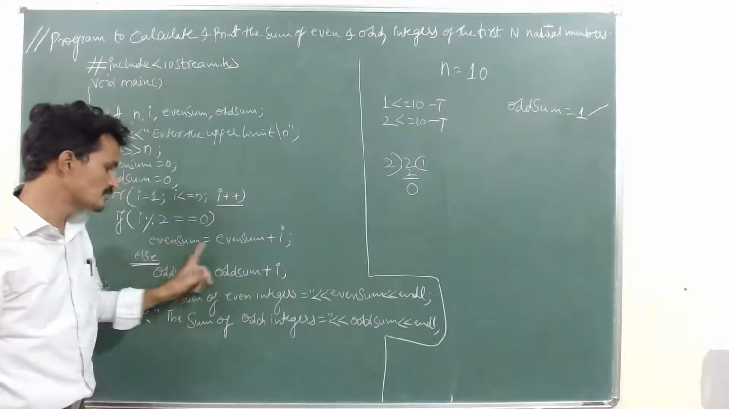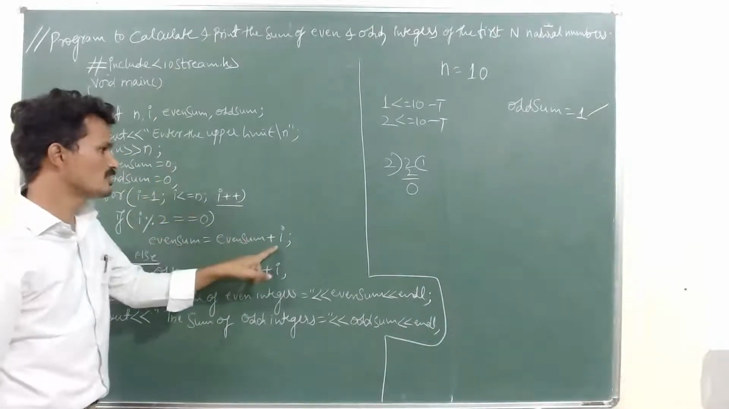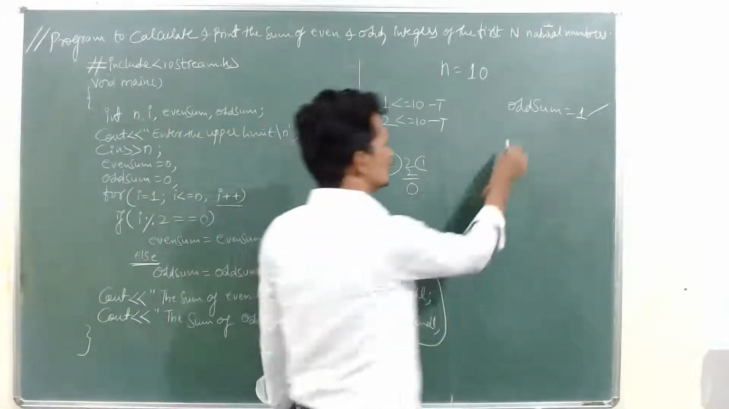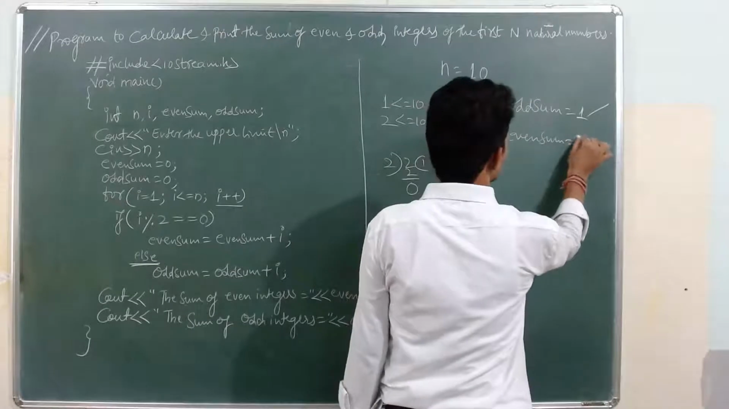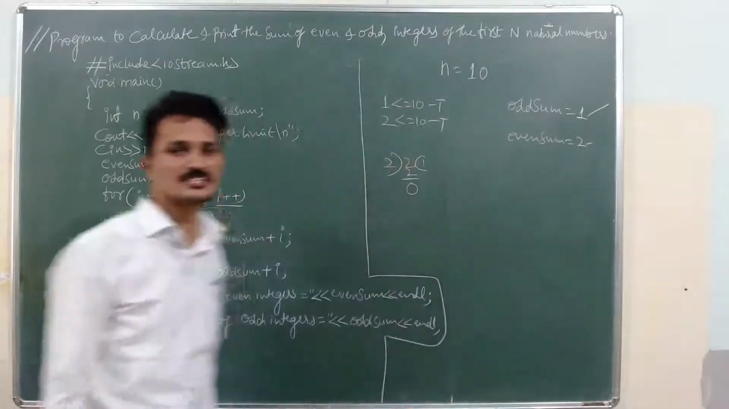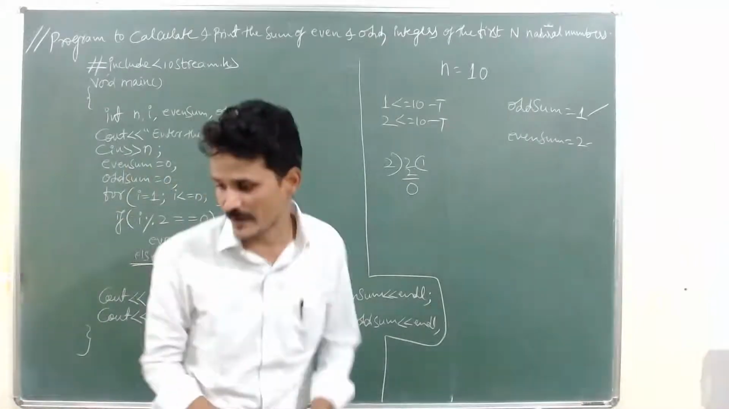That is even sum is equal to even sum plus i. Even sum is 0. What is the value of i? 2. 0 plus 2 is 2. Let me write here, even sum is equal to 2. Odd sum is 1. Even sum is 2. Again it goes to the for loop and i gets increased by plus 1.